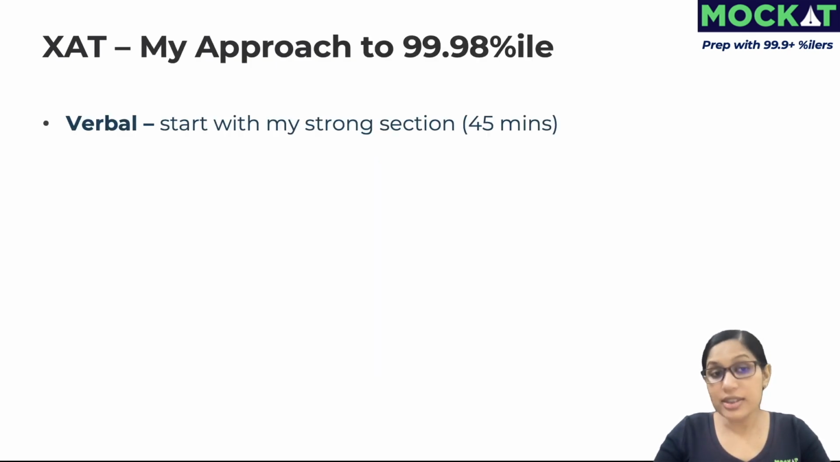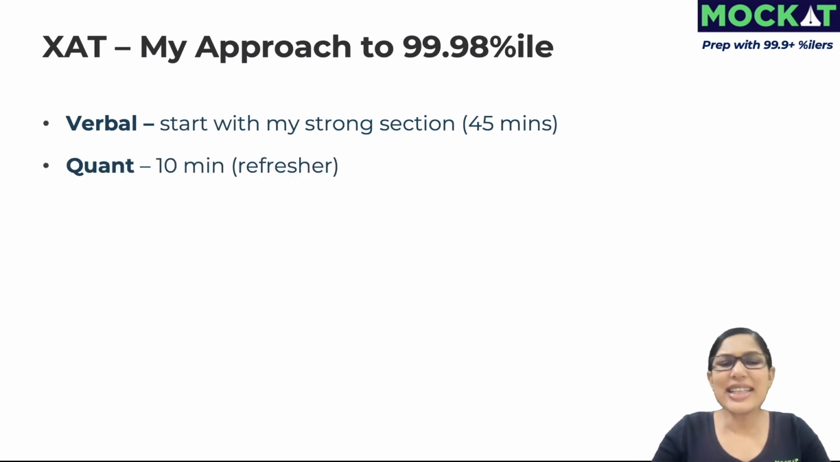Now, what I did was I started with the verbal section. That's my strong section. I made sure I'm solving everything. I'm usually a fast reader, but I made sure that I'm reading everything. I'm maximizing the score. I'm not making any silly mistakes and trying to get as high a score as possible here.